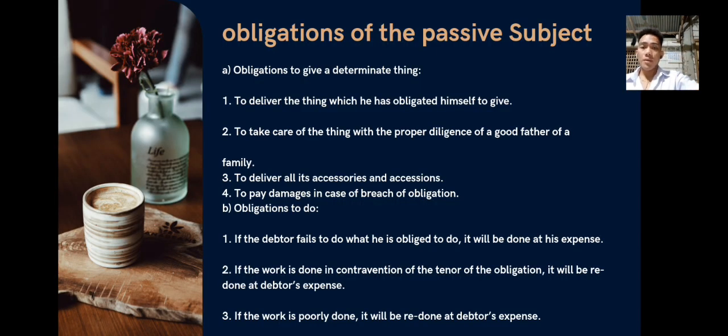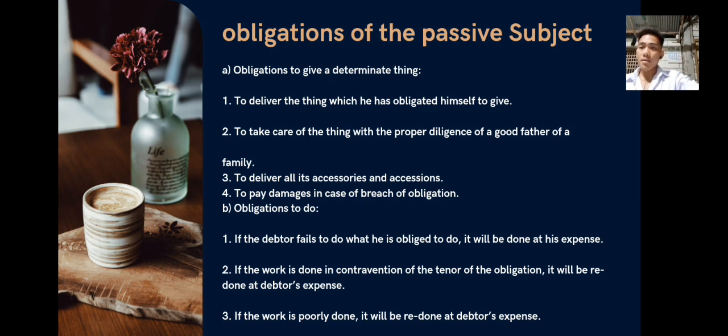Obligation in a passive subject has two classifications. First classification is the obligation to give a determinate thing. Under this, first, to deliver the thing which he has obligated himself to give. Second is to take care of the thing with the proper diligence of a good father of a family. Third is to deliver all its accessories and accessions. Fourth is to pay damages in case of breach of obligations.